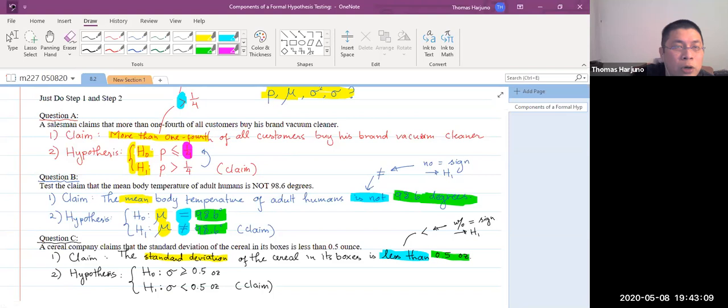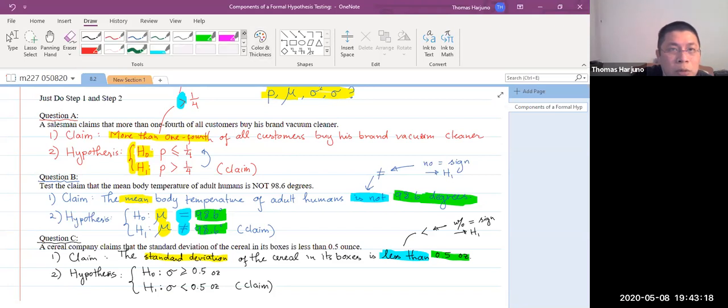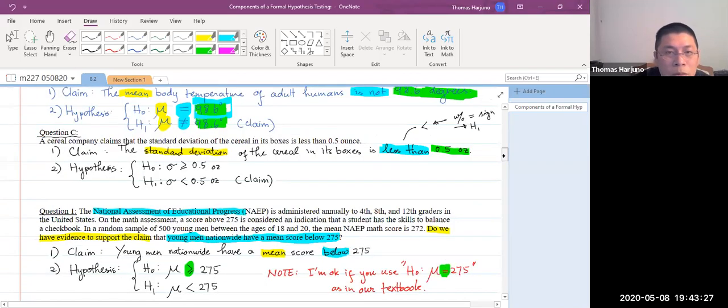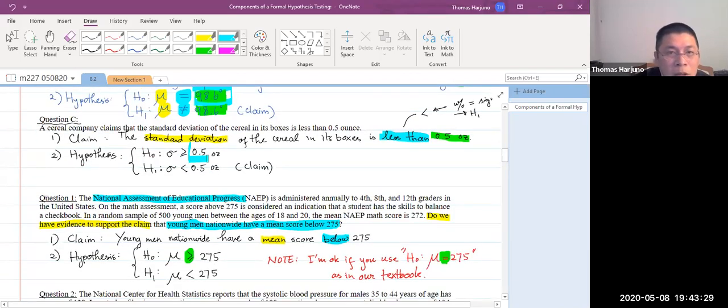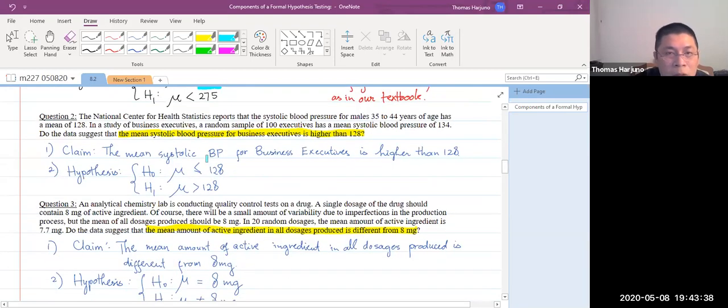Oops, that's way too dark. Which color should I use? I think I will use this one.